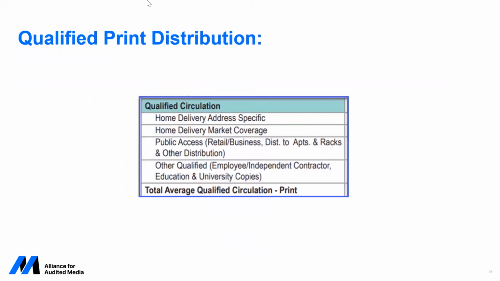So the next few slides, I'm going to be going over the qualified distribution and the consolidation of some of the categories that have occurred. We're going to talk about home delivery address specific, home delivery market coverage, what makes up public access, and what makes up other qualified.